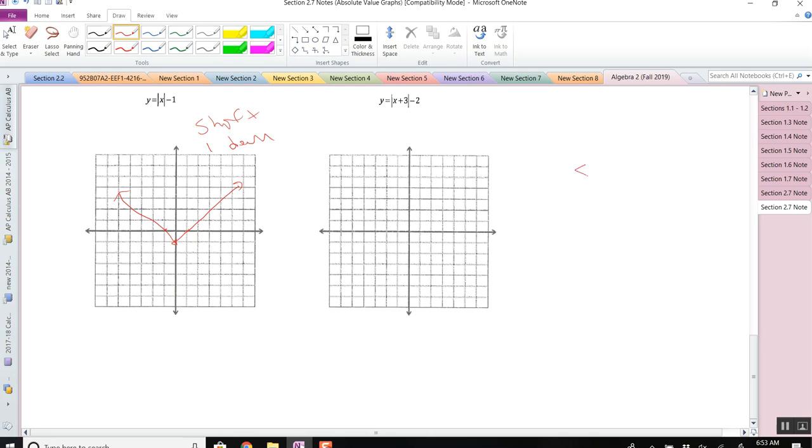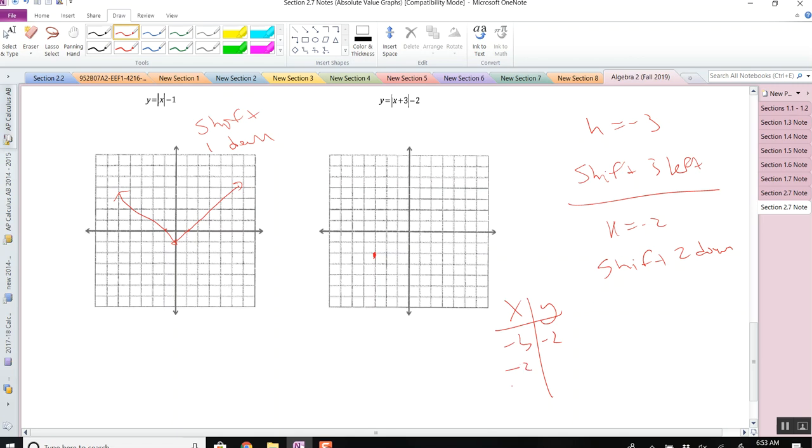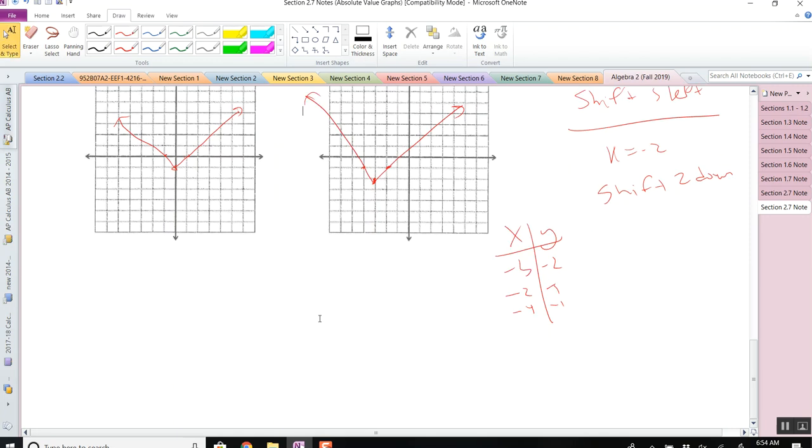And then lastly, it says going to shift 3 left. h is -3, k is -2. We're going to shift 2 down. So that means that I have a point at -3, -2, which makes sense if you plug it in, if you want to make a little table. And if you plug in some points close to -3, like say -2, -4, you'll get those dots right there, both at -1. And boom, there you go. Got your graph. We'll practice this again when we meet again as a class.